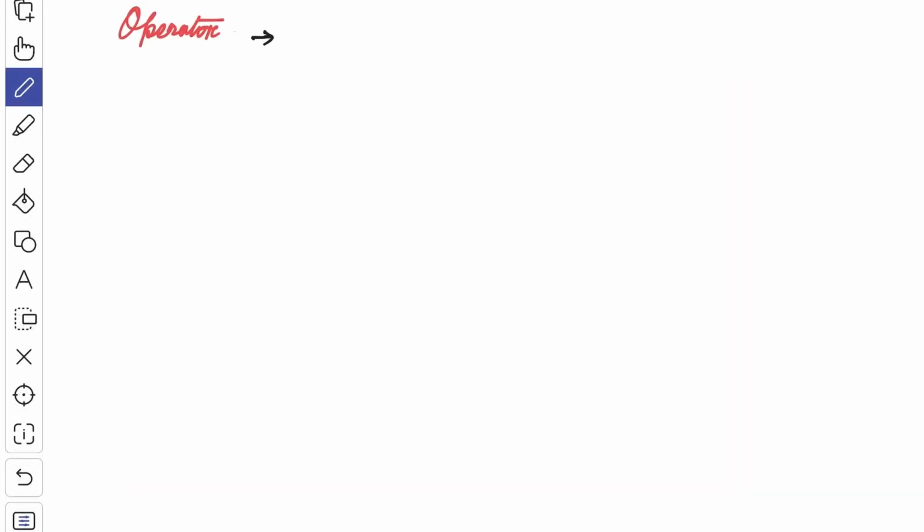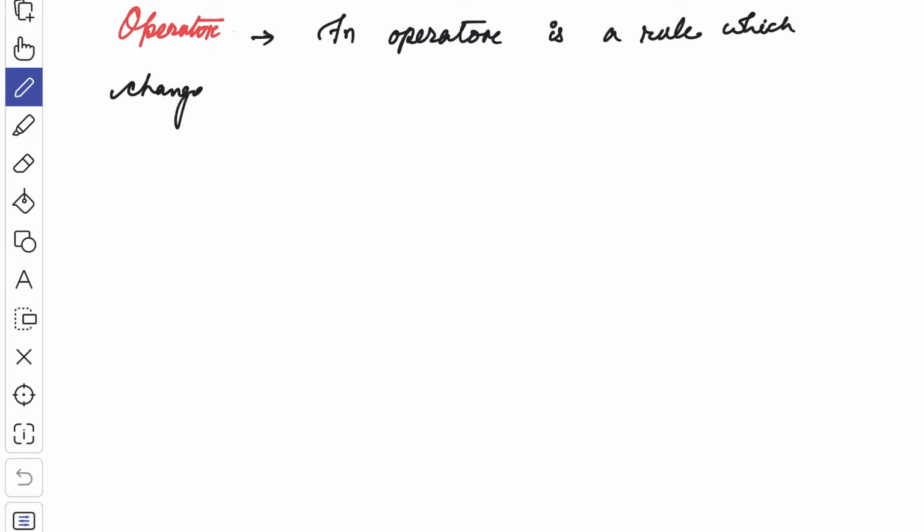So what is an operator? An operator is a rule which changes a function into another function.